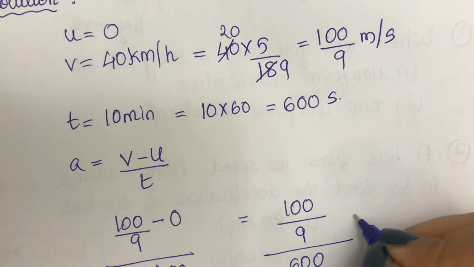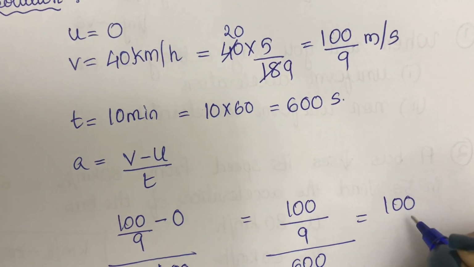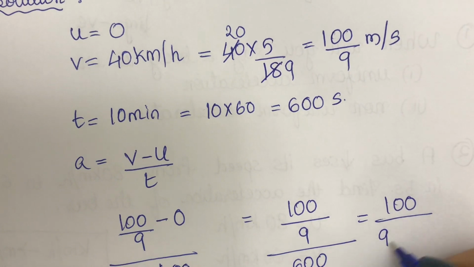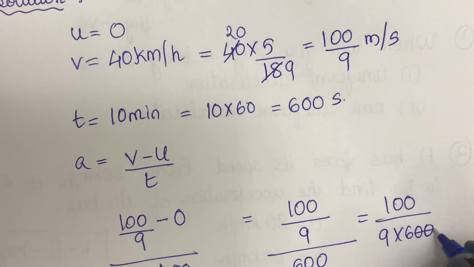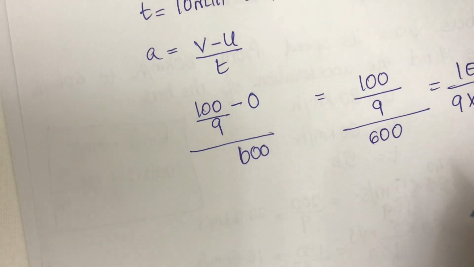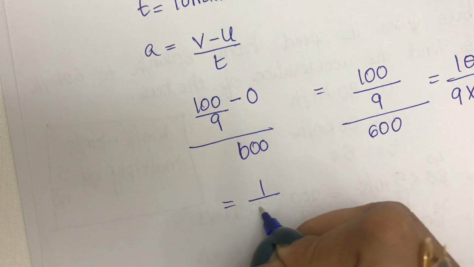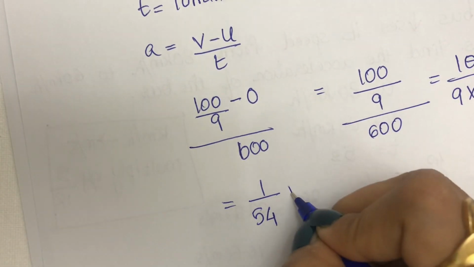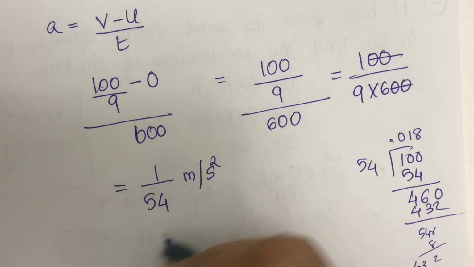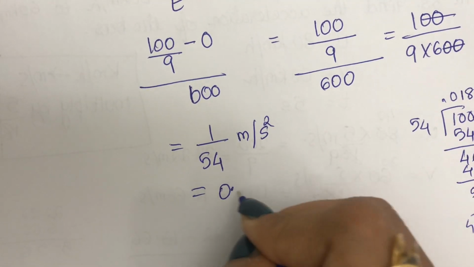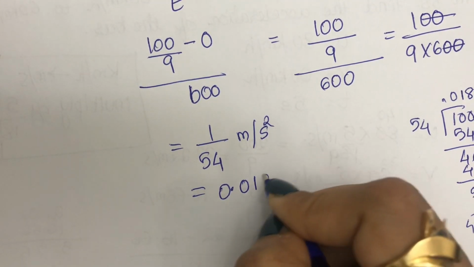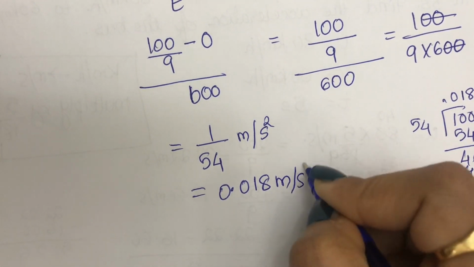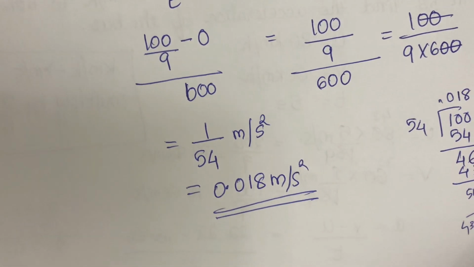So it will become 100 by 9 into 600. So it will be 1 by 54 meter per second square. Okay, so we can write 0.018 meter per second square. So this is our answer.